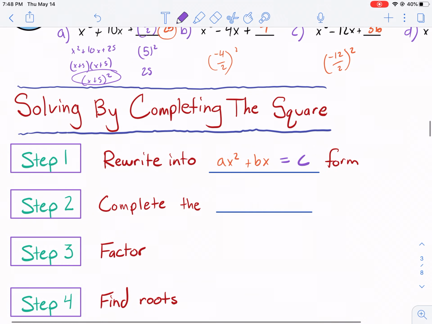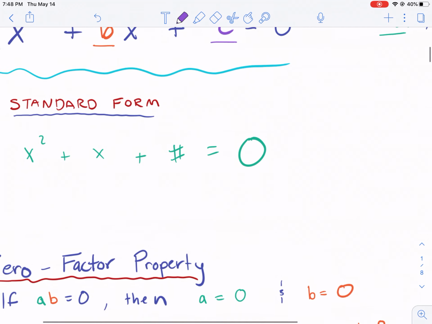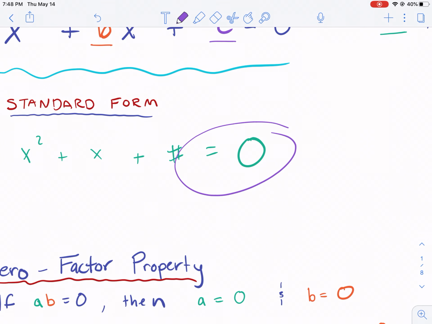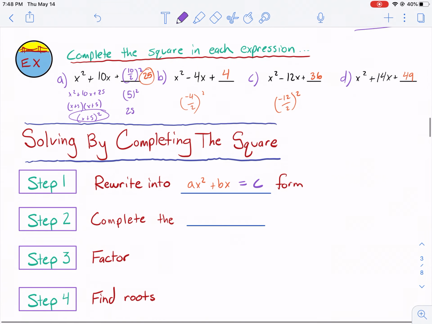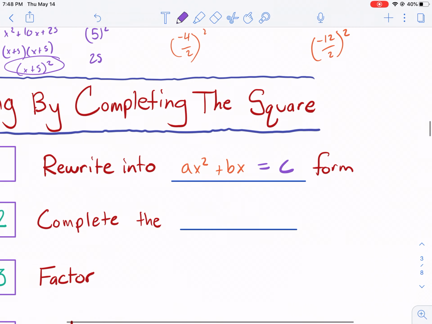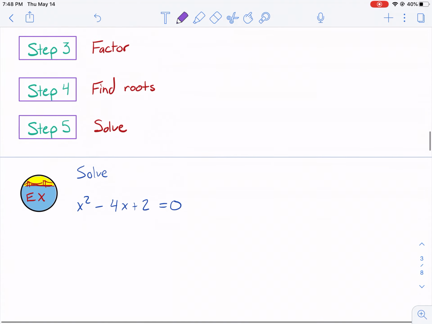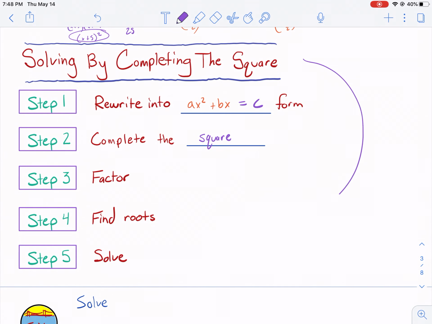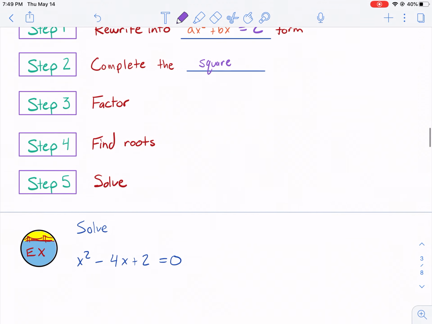Now, this is different than standard form. As you recall from the previous video, standard form was when it was equal to 0. So why would we want it equal to c? Well, this allows us to complete the square, which we are going to do in step 2. Before I go any further, I think it's best to couple this with an example, so we're going to do both of these at the same time.